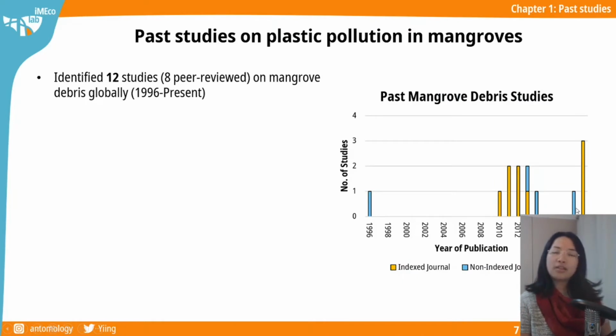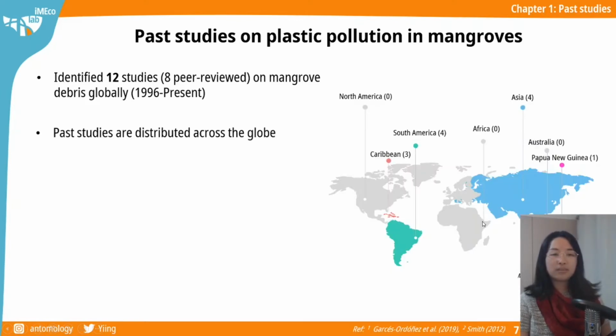So when looking at the past existing studies, what I found is that there were only 12 studies that really quantified debris in a mangrove. And the first one was done in 1996, so that's nearly 30 years after the first beach debris study. And after that study, there was a 15-year gap between that and the next one. So that's a very interesting pattern.